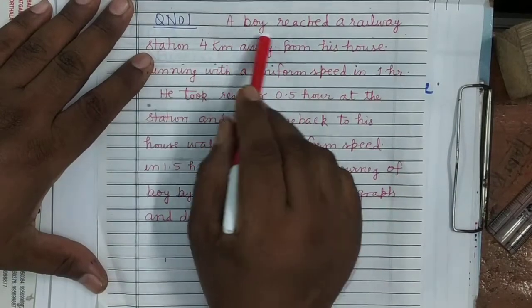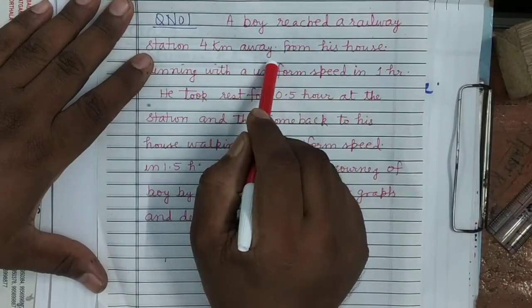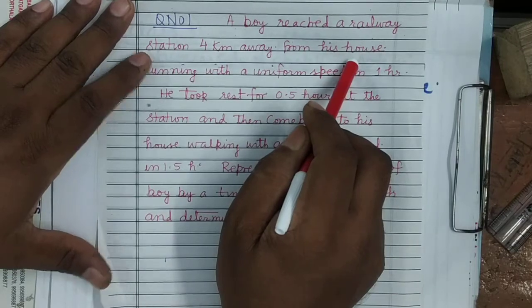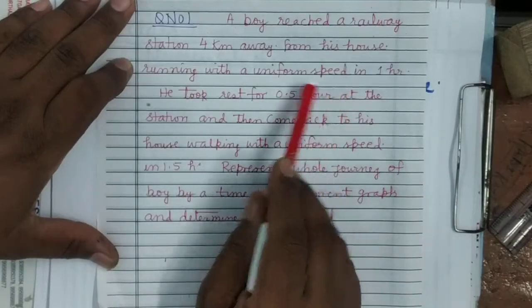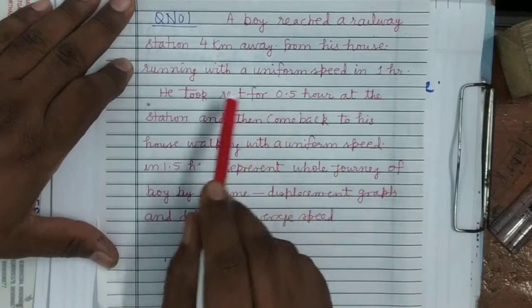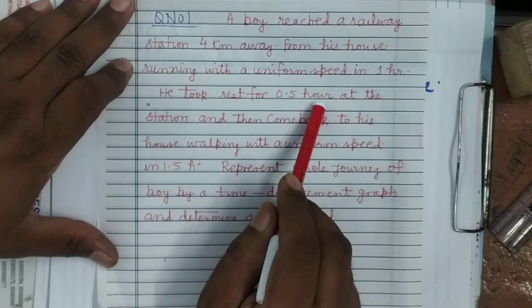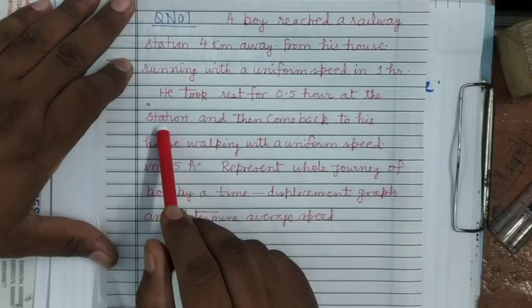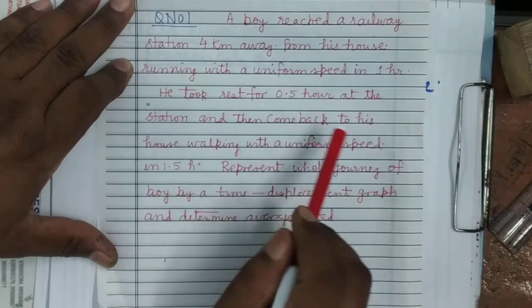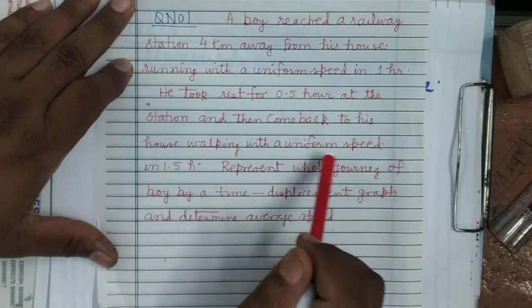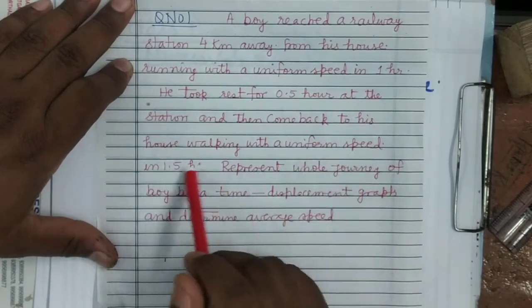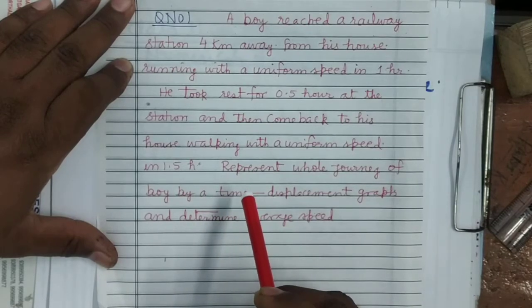A boy reached a railway station 4 kilometers away from his house, running with a uniform speed in 1 hour. He took rest for 0.5 hour at the station and then came back to his house walking with a uniform speed in 1.5 hour. Is it clear?